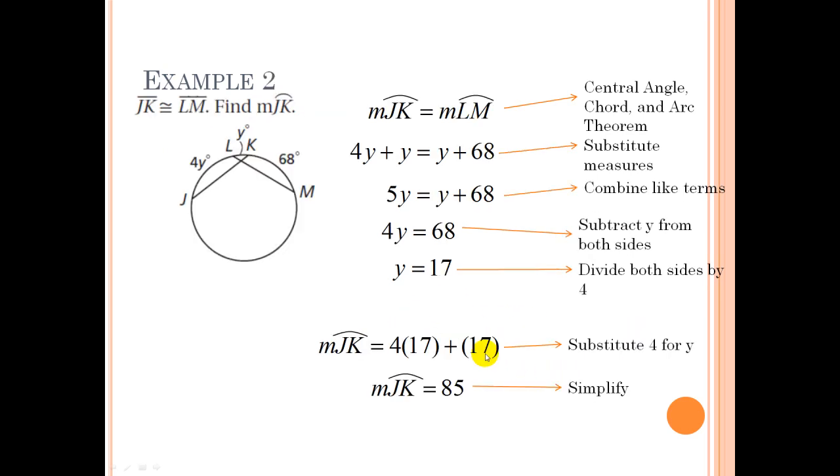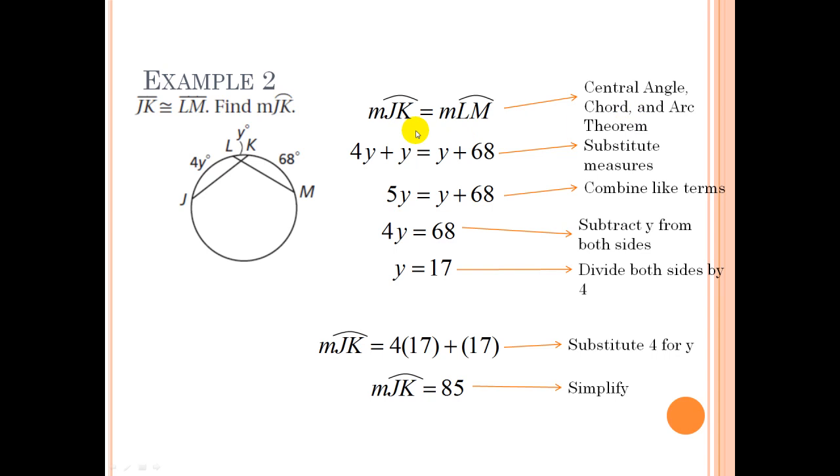Second problem. So once again, we have arcs and chords. I'm told that chord JK and chord LM are congruent to each other, which means that their corresponding arcs have to be congruent as well. And so I say that arc JK is equal to arc LM, and that's my little central angle chord and arc set theorem.